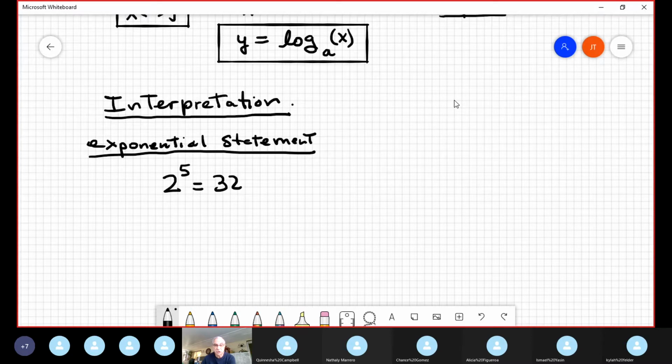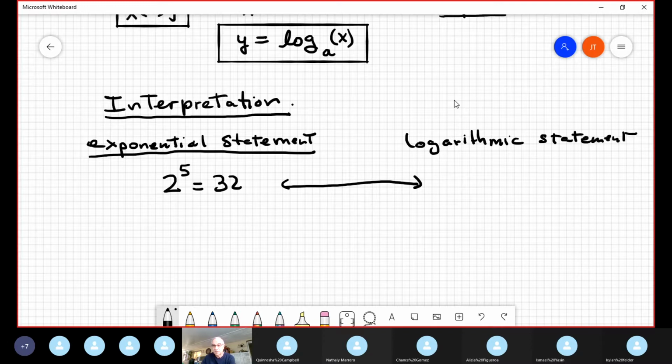Now I want to change this exponential statement to a logarithmic statement. I need to understand very well what a logarithmic statement means. You put the word log, and remember, you have a small number here to represent the base. In this case, the base is 2, it's obvious. You put a small 2 here to represent the base. Then inside the parentheses, you put 32, the result of the exponential. And the answer is 5.